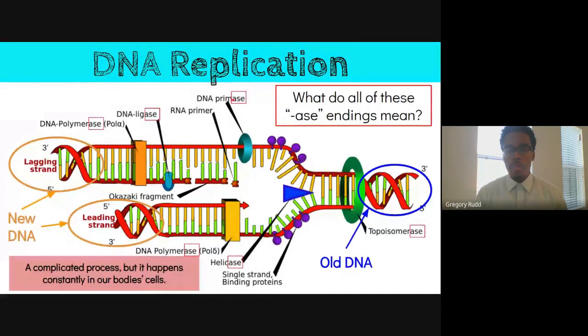We've got DNA primase, which is needed to read the DNA to make sure that the right RNA is coming in. So this is a process that is a little bit too complicated for the purposes of this class, but it is one that we talk much more about in the AP class. And the end result is that we end up with 2 new strands of DNA.